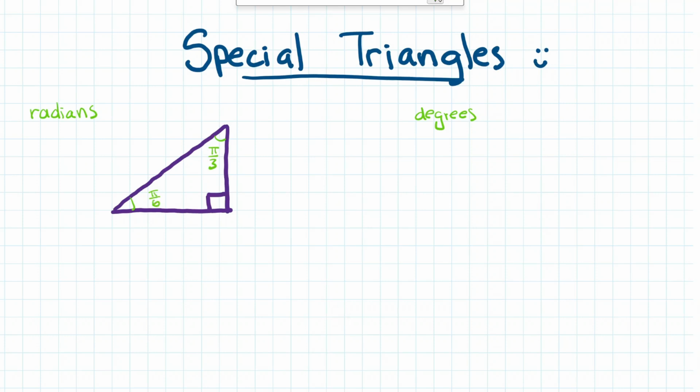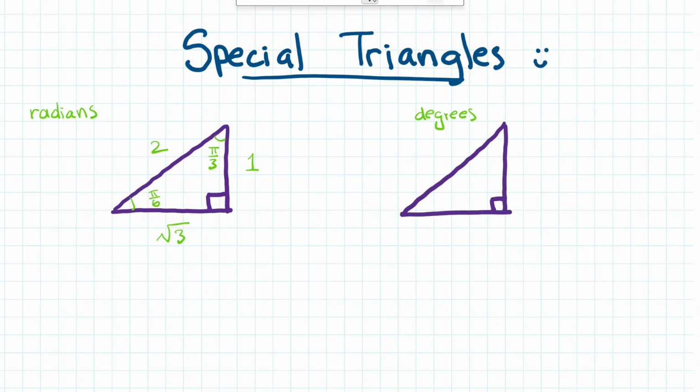Opposite from pi over 6, you have a side length of 1. Opposite from pi over 3, you have root 3, which is nice to remember. And opposite from the right angle, we have a length of 2. Okay, and now let's copy again this triangle and show it in degrees. Please note that these triangles are not drawn to scale.